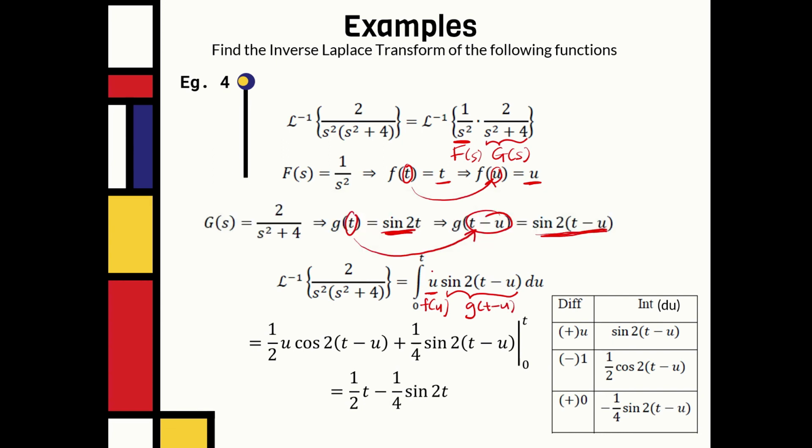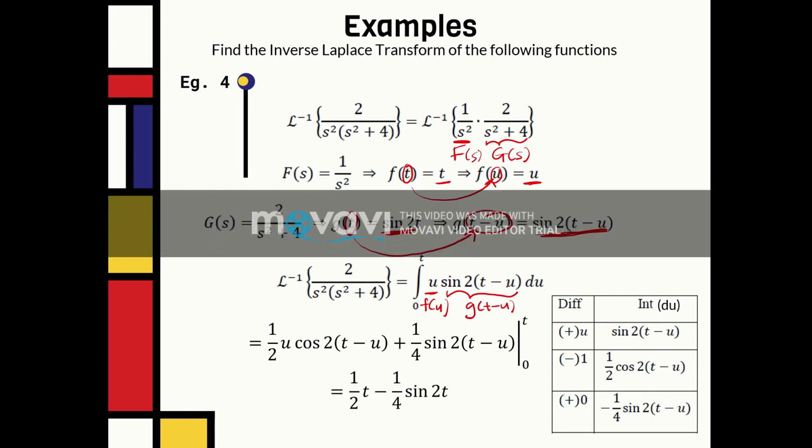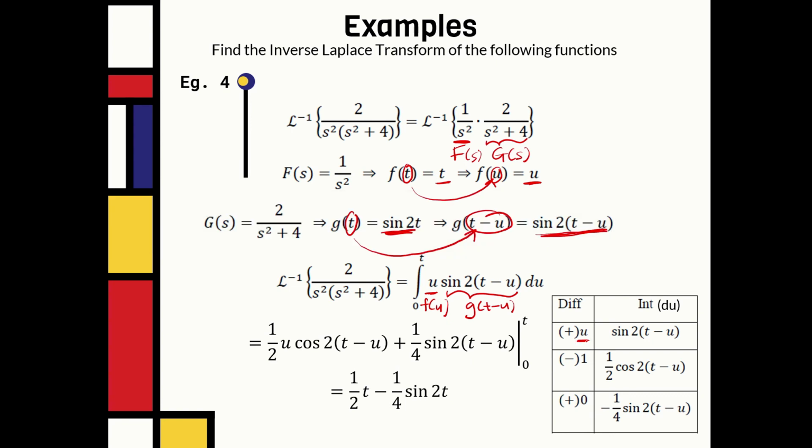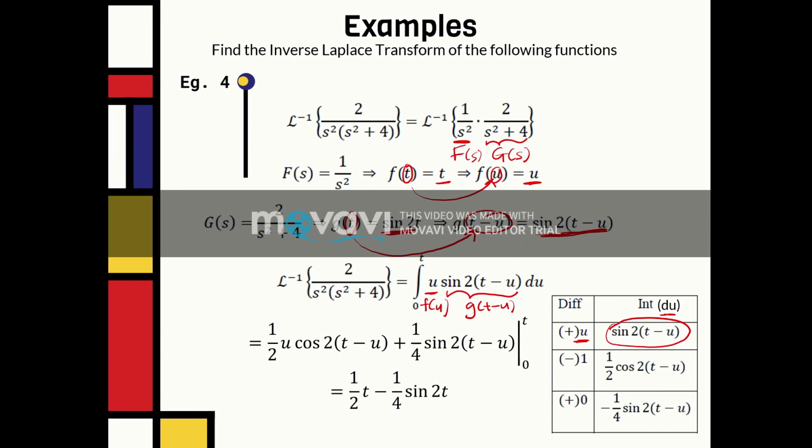Once we have put it into the integration formula, we can see that in order to solve the integration, we have to use integration by parts or the tabular method. So this is the tabular method of integration. We have the column of differentiation and integration. We choose u to be the function that we want to differentiate because we can differentiate until we get 0, and sine 2(t minus u) is the function that we need to integrate with respect to u.